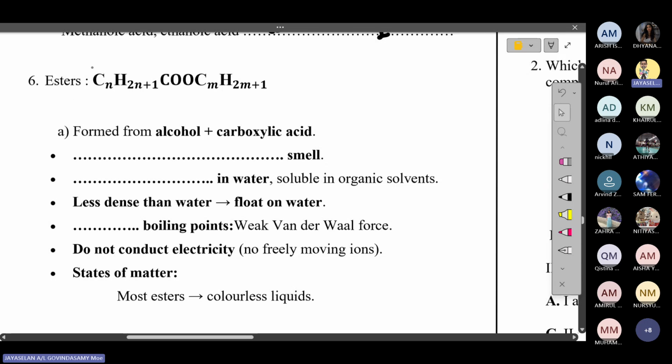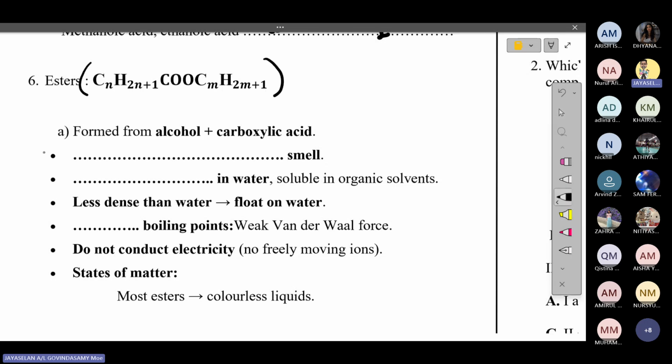Okay, ester, very special compound. Yang paling penting, you must remember this. Okay, it has what smell? Fruity smell. Ester has a fruity smell. Okay, apple flavor, grapes flavor, orange flavor, they use as food additive. Can I? Ester, always remember all this is covalent compound, very special.